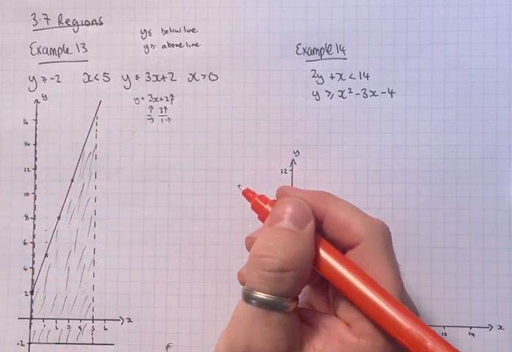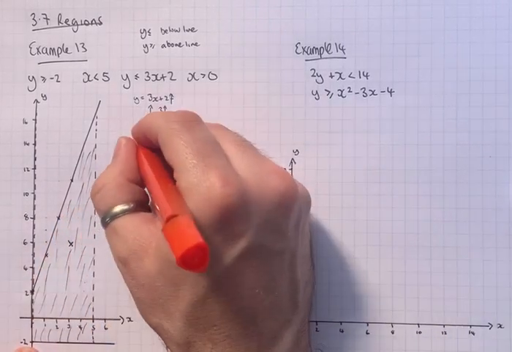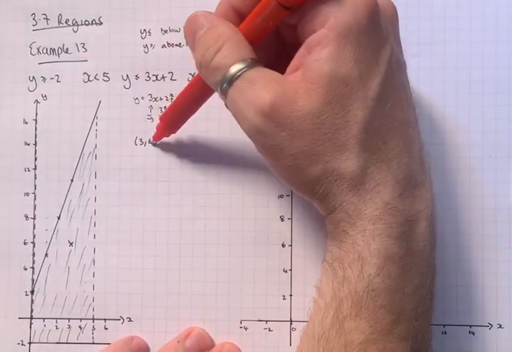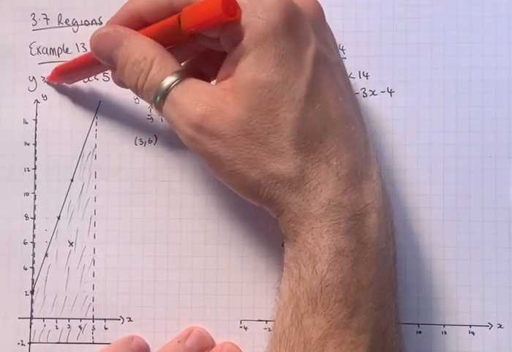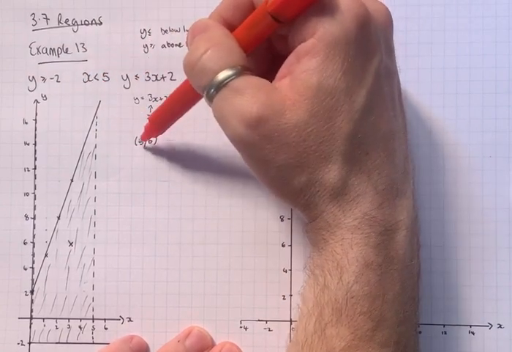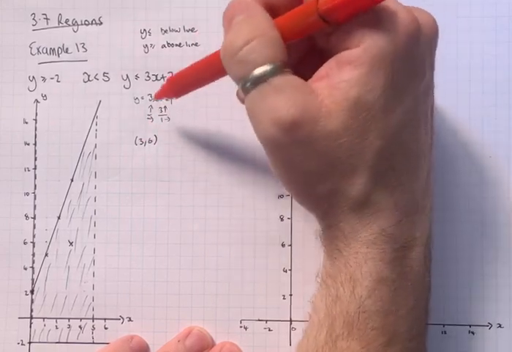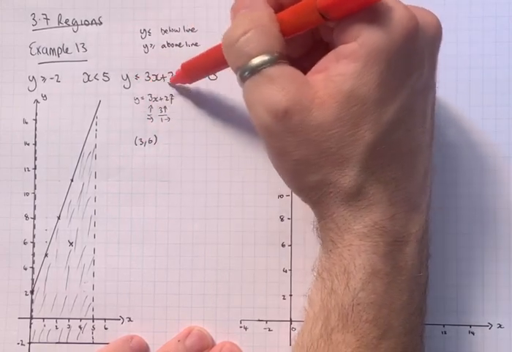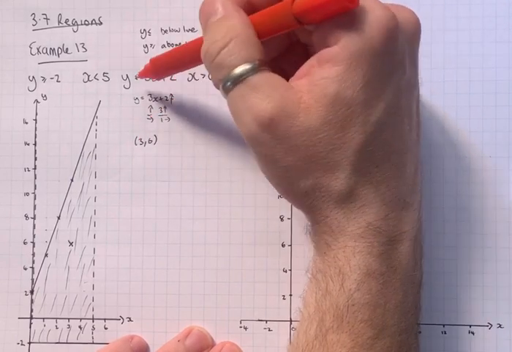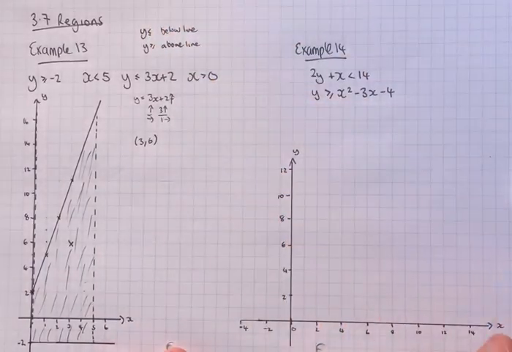So let's just do a quick test. Let's pick a point, say 3, 6, and see if it works. y is 6. 6 is bigger than minus 2, tick. x is less than 5: yep, 3 is less than 5. x is bigger than 0: 3 is bigger than 0. And to test this one, 3x plus 2: 3 3s are 9, plus 2 is 11. 6 is less than 11. So yeah, it works. On to example 14.